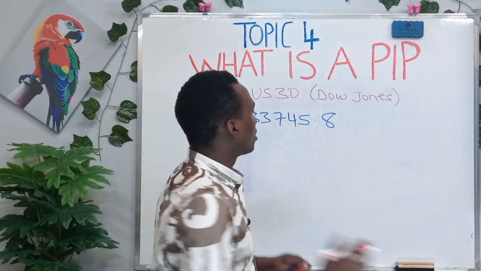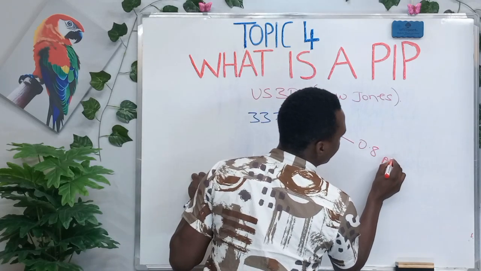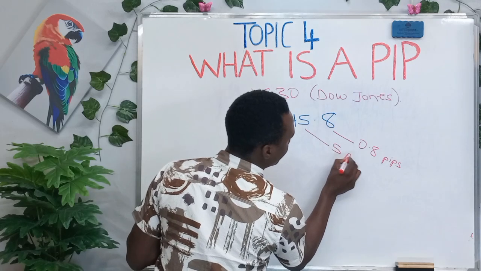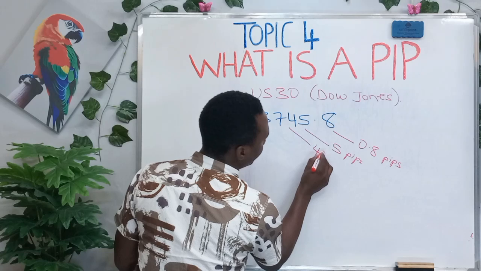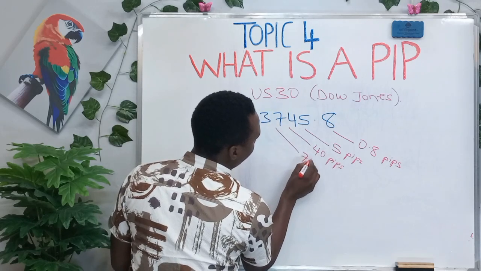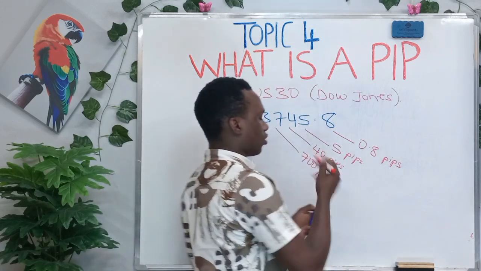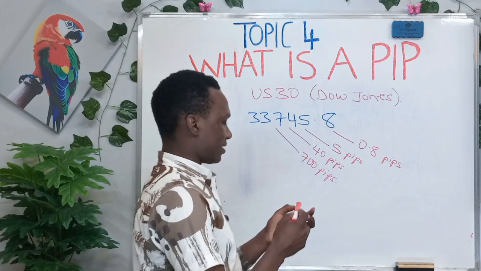All right. Yes. So this is 0.8 pips. This is 5 pips. This is 40 pips. This is 700 pips. All right, and so on.